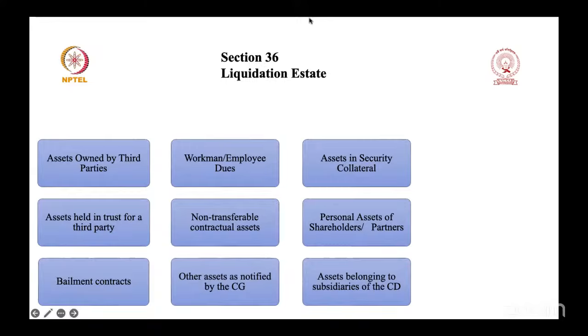Let's then come to 44. What types of orders can be passed if there exists a preferential transaction? Then the NCLT may order for recovery of such property, and then it can be part of the liquidation estate.